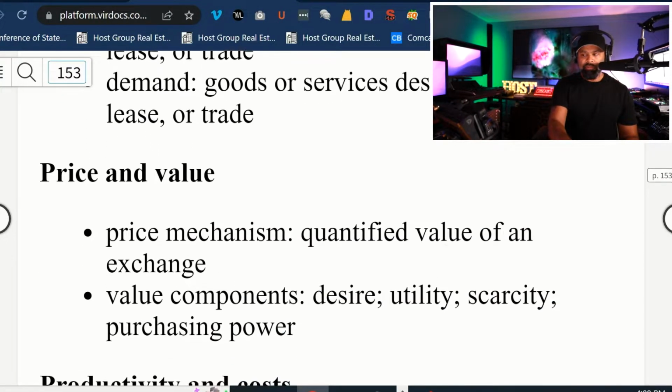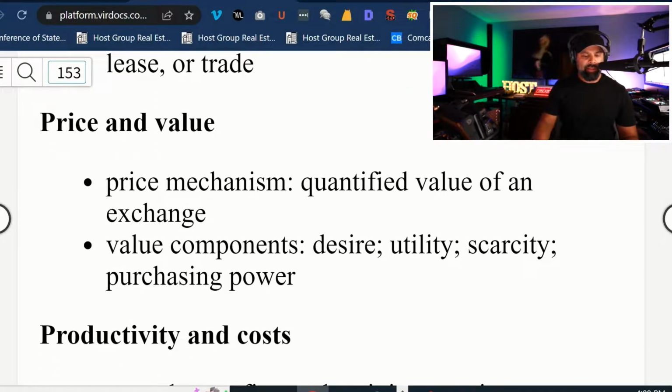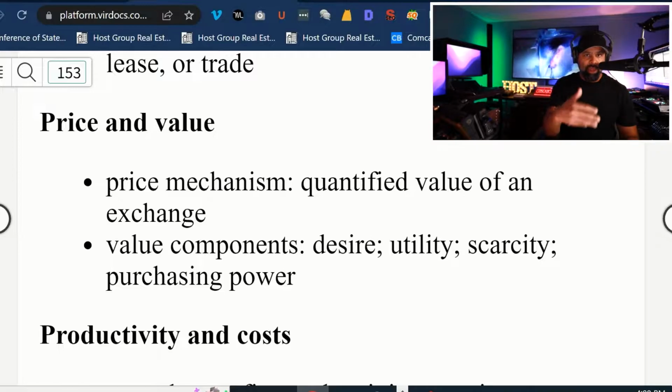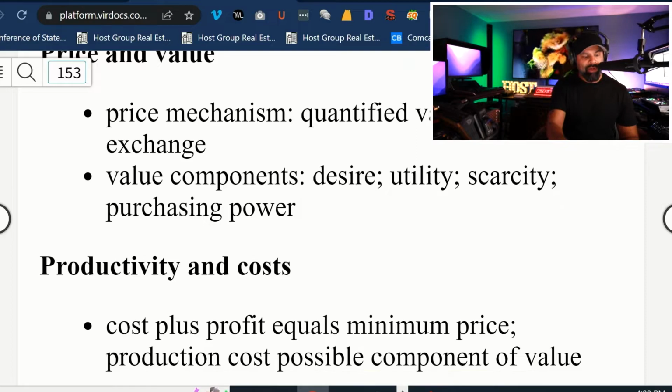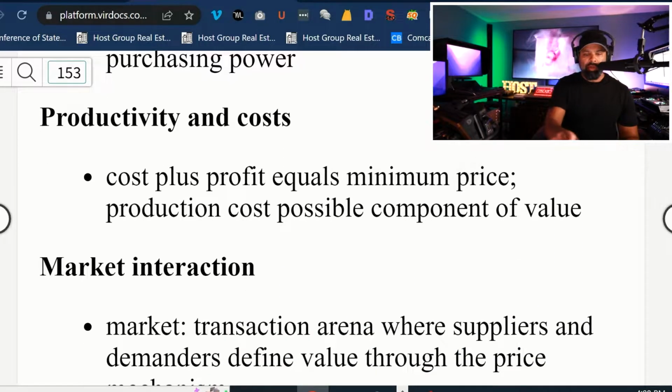Then we got to price and value. The pricing mechanism quantifies the value of an exchange. And then the value components we learned were desire, utility, scarcity, and purchasing power or transferability. And I'm going to tell you that that's a great one to latch onto, because that drives value. Productivity and cost: cost plus profits equal the minimum price of a product. Production costs are possible components of value, and they could be determining factors of the value of an asset.